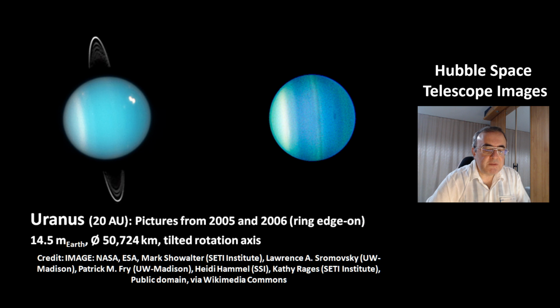These are two pictures from 2005 and 2006 of the planet Uranus at a 20 AU distance. At the left is a picture from 2005. You can see the fine ring, and at the right, the ring seems to have disappeared. That's the picture from 2006, but that's only because the ring is edge-on, and that's why you can't see it with the Hubble telescope. Uranus has a mass of 14.5 times Earth's mass, a diameter of 50,724 kilometers, and one special thing about Uranus is its tilted rotation axis.